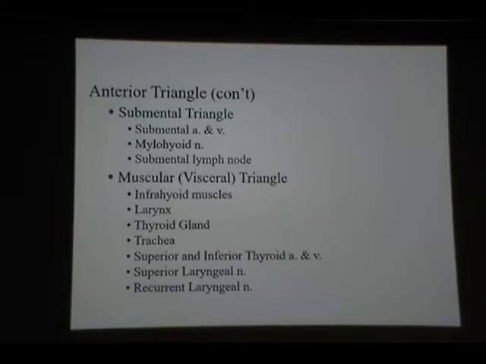So what's in there? Well, the floor of the triangle is the mylohyoid muscle, attaching from the mandible to the body of the hyoid. But also in there are vessels that are sub-branches of the facial artery and sub-tributaries of the facial vein, coming from the anterior aspect under your chin. There's also typically a solitary lymph node on each side of the midline, called the submental lymph node.